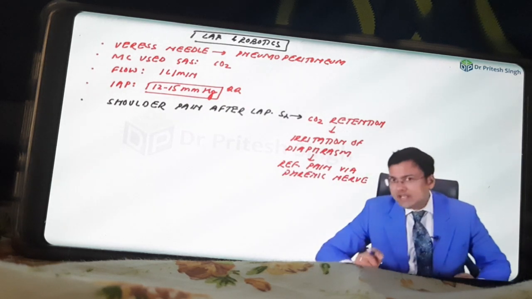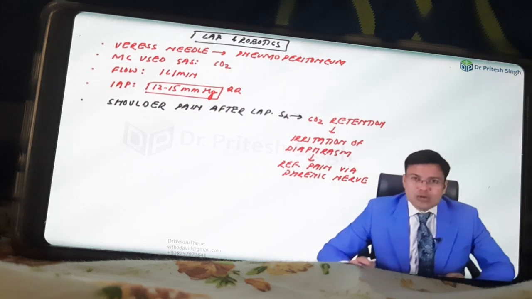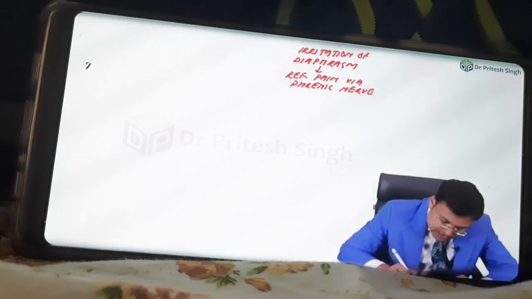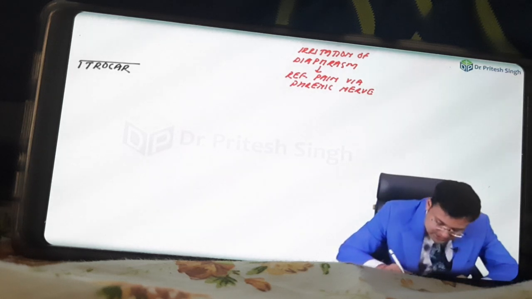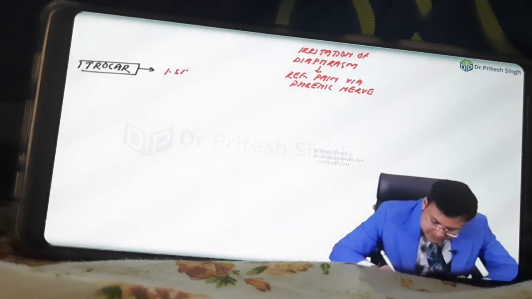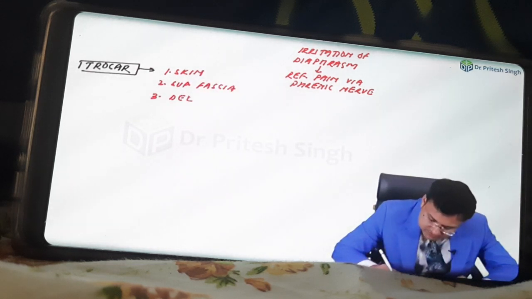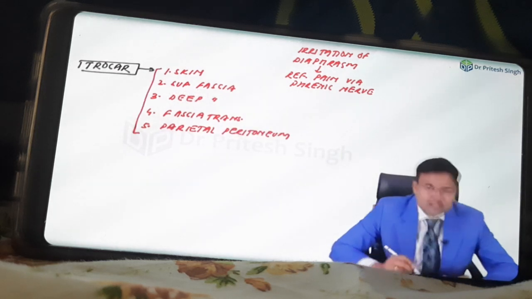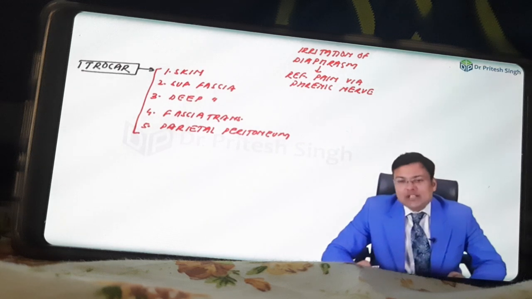One more question. Whenever we create pneumoperitoneum and we insert the trocar, which layers are being penetrated by the trocar? The trocar is generally inserted at or below the umbilicus, and it is going to penetrate first the skin, after that superficial fascia, deep fascia, fascia transversalis, and after that, parietal peritoneum. So the trocar is going to penetrate these 5 layers.